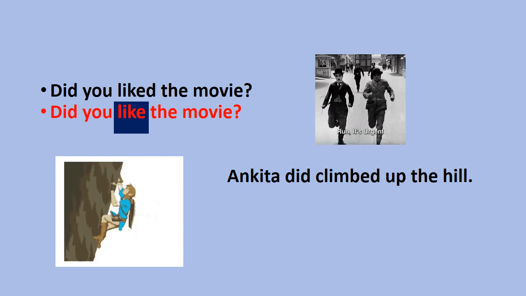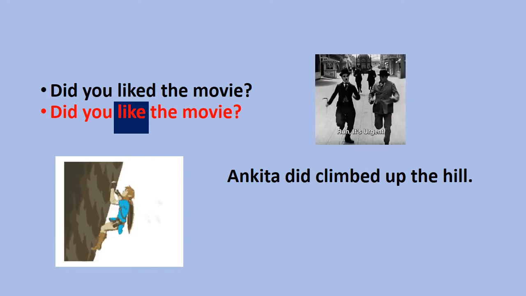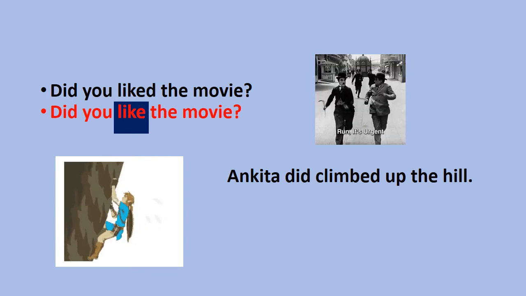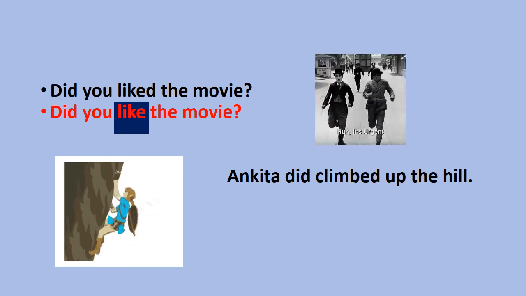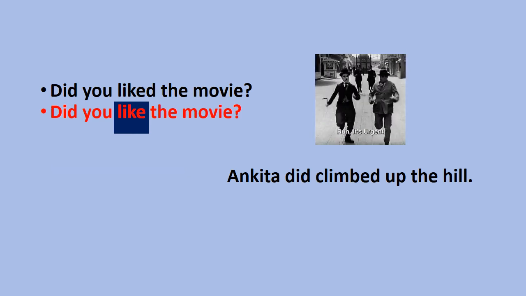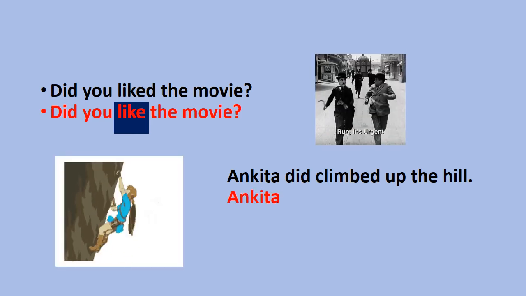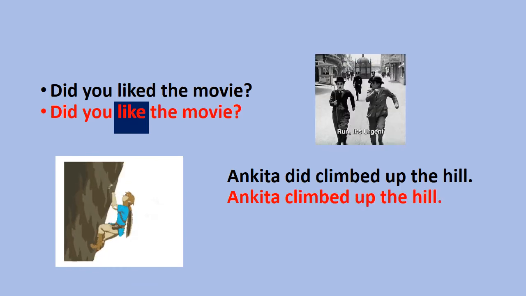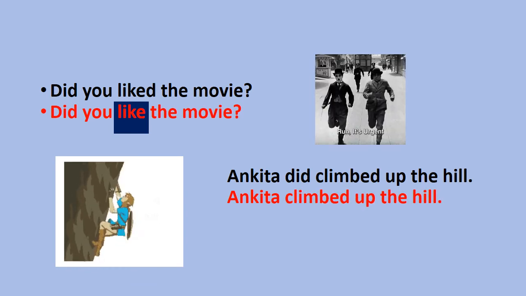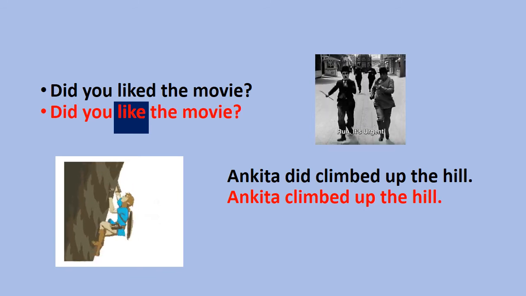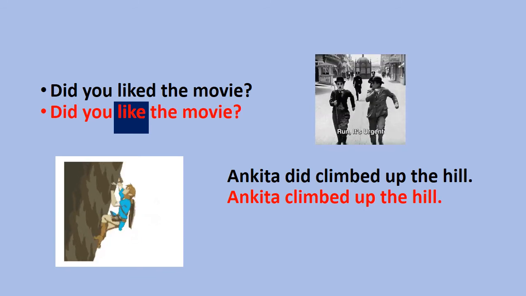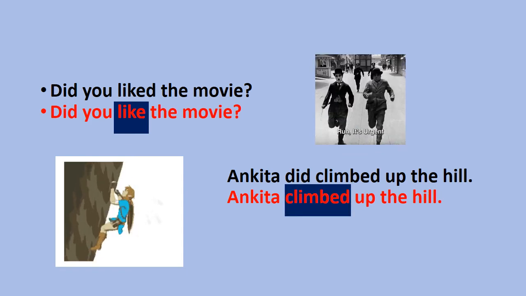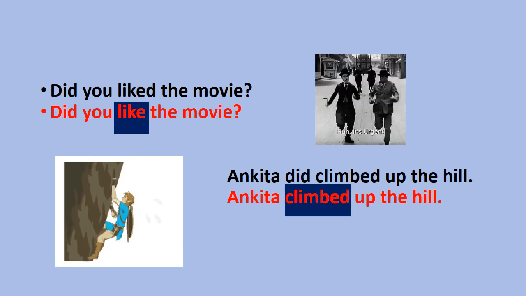But you will say Ankita did climb up the hill. Again, that is wrong because this is an assertive sentence. But if you say we have to remove did, you are correct. The sentence should be Ankita climbed up the hill. We don't need a helping verb do here because it's an assertive sentence, and the main verb, that is the action verb, climbed, will remain in its V2 form itself.